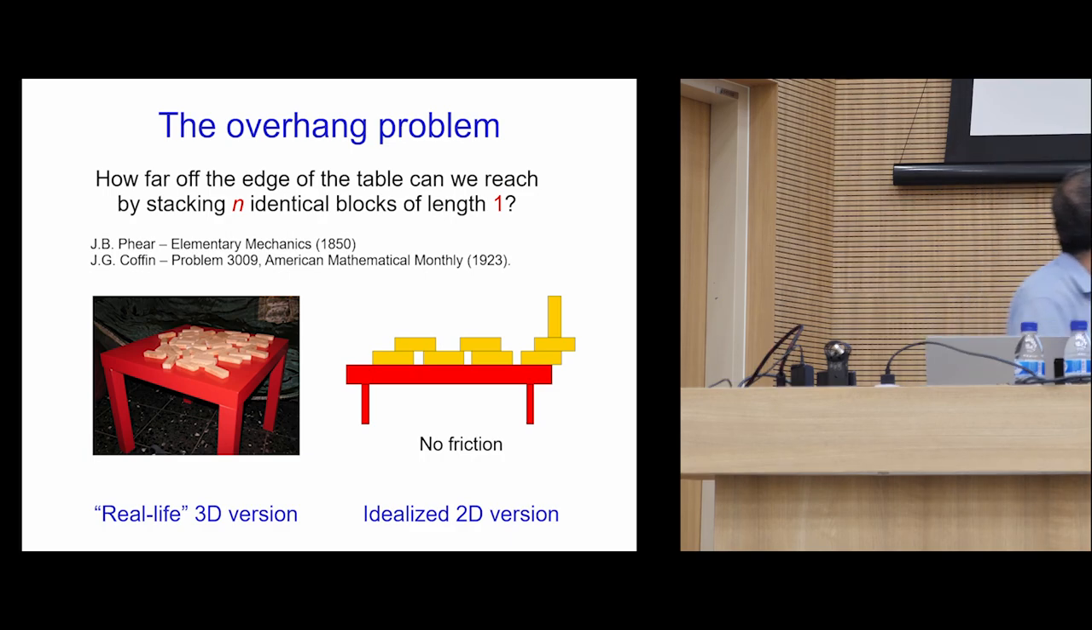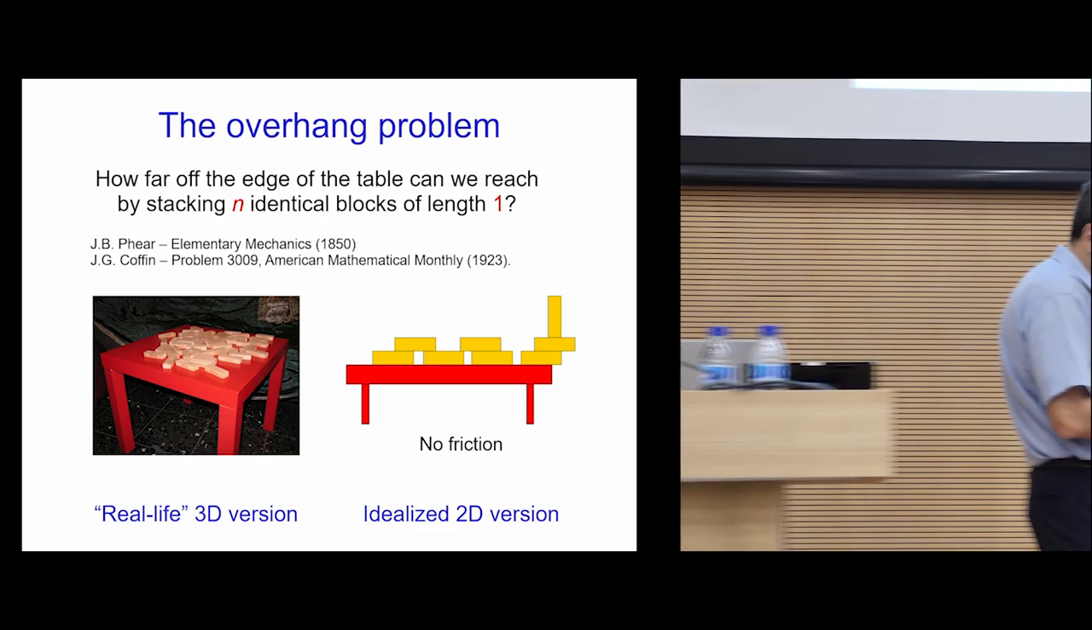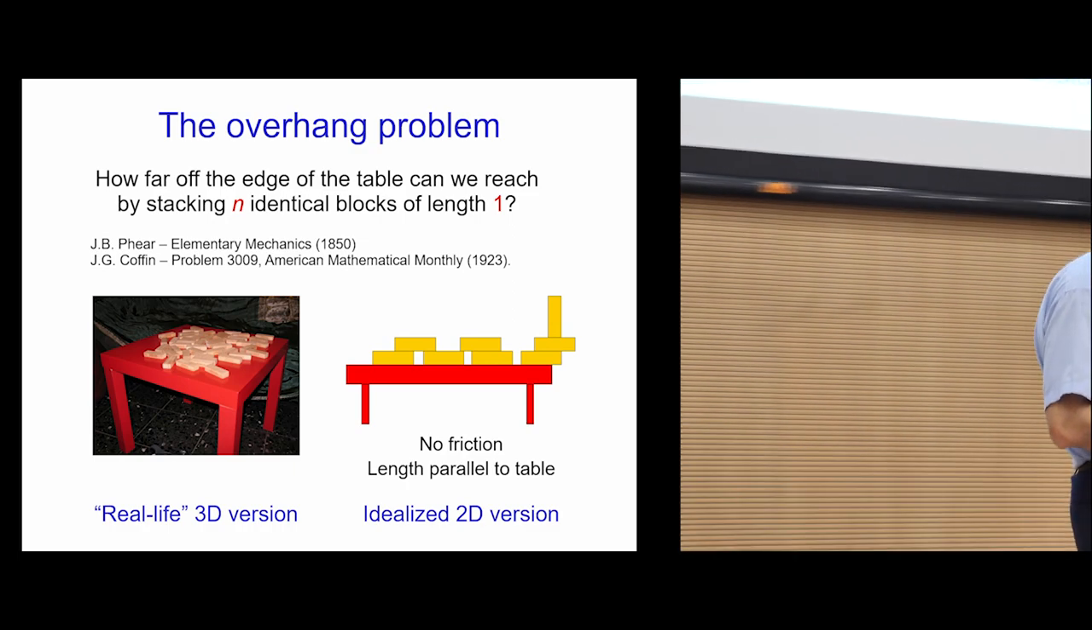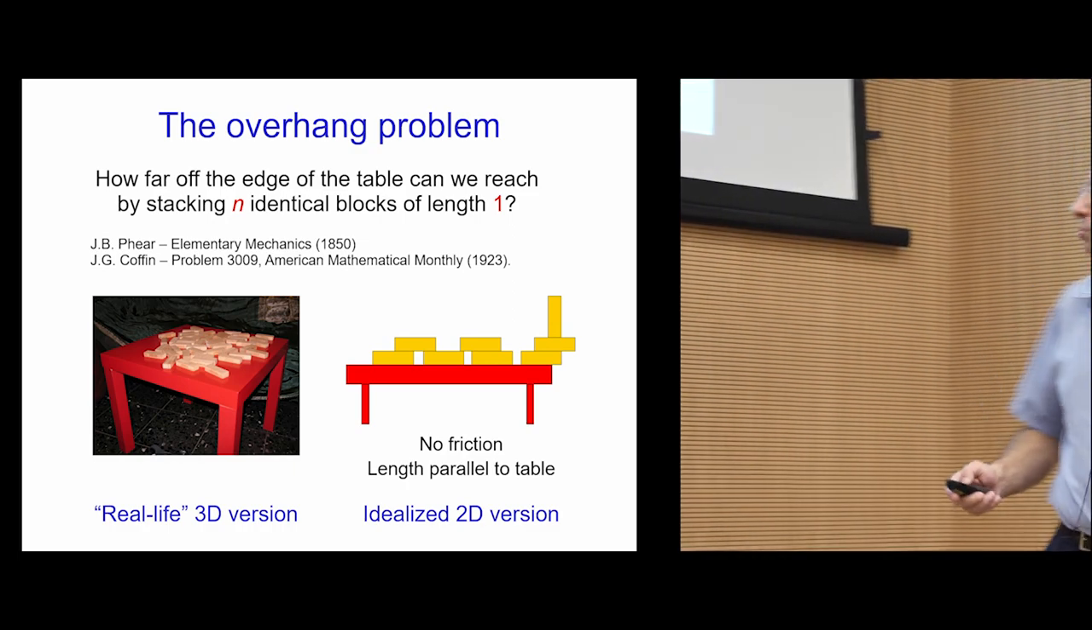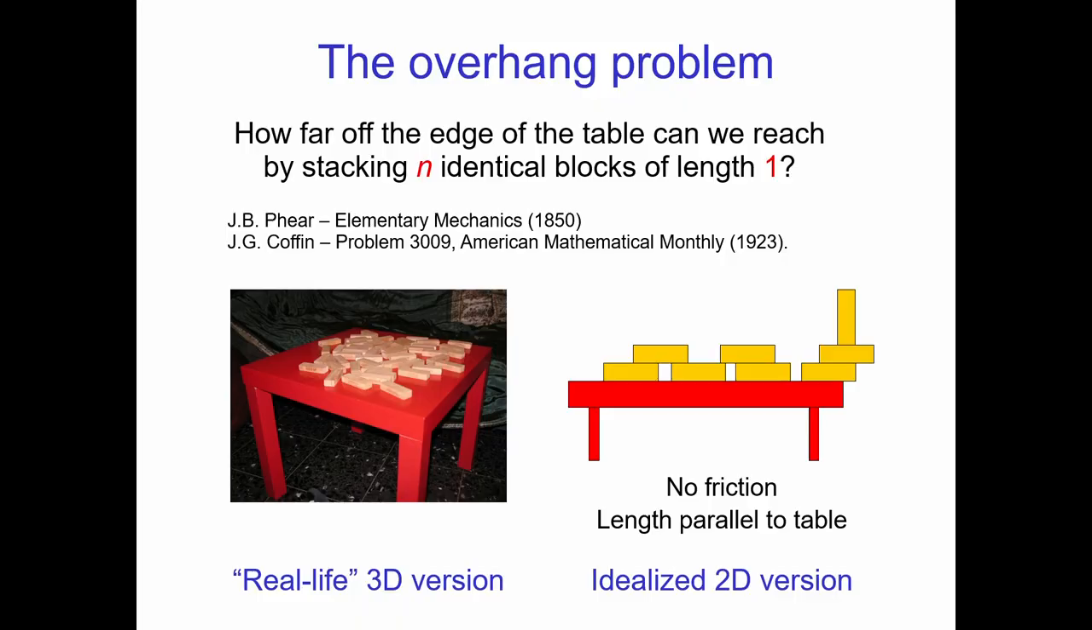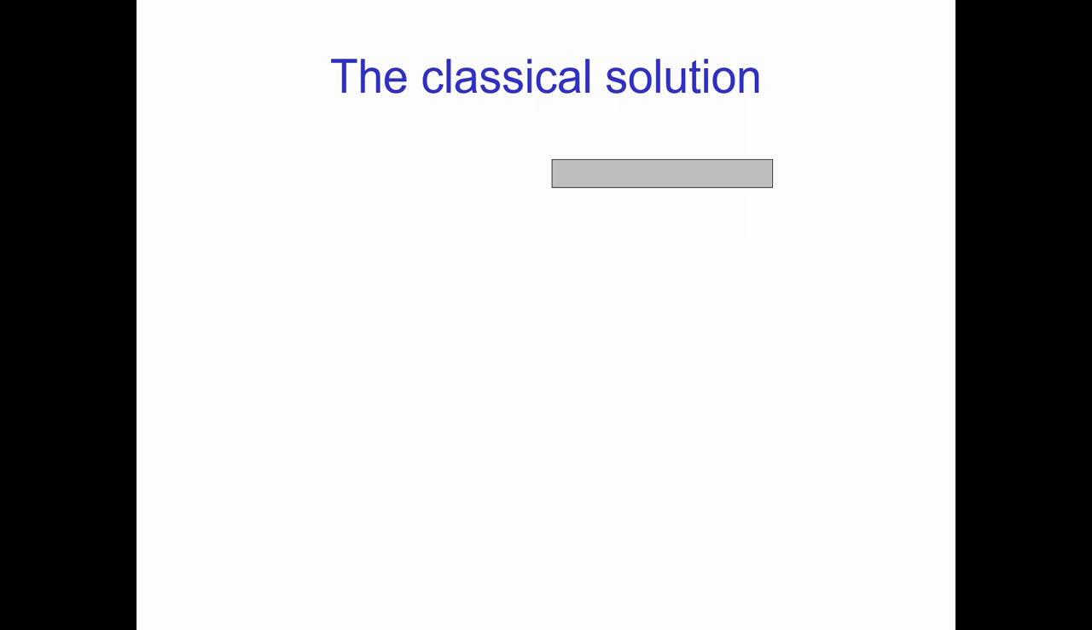Okay, so what is the problem? We have a table and some bricks, and the goal is to get the bricks to hang as far as possible from the edge of the table. So, a simple optimization problem: we have n bricks, how far can they go?